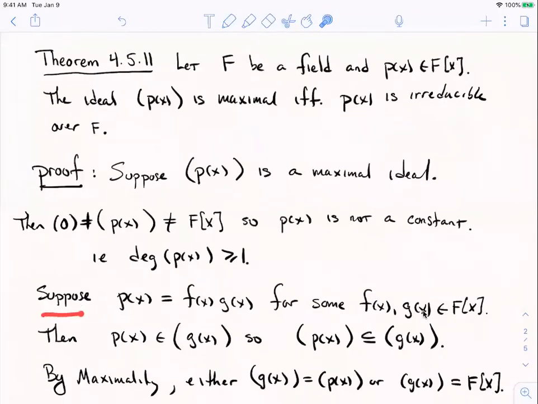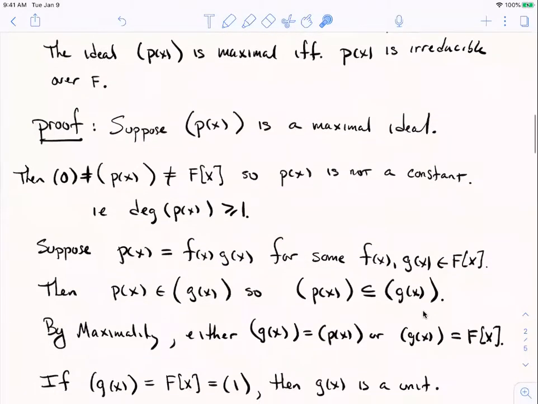So my proof starts off by saying, well, suppose p factors over the field F, all right? So I've got two polynomials with coefficients in F. Their product is p, okay? I want to try to show you that one of those two polynomials has to be a unit. I don't know which one, but one of them needs to be a unit. So here's how we're going to do it. Well, if p is equal to f times g, then p is an element of the ideal generated by g by definition. The ideal generated by g, this is really an important definition, is by definition the set of all polynomial multiples of g. So if p is a polynomial multiple of g, it belongs to this ideal by definition.